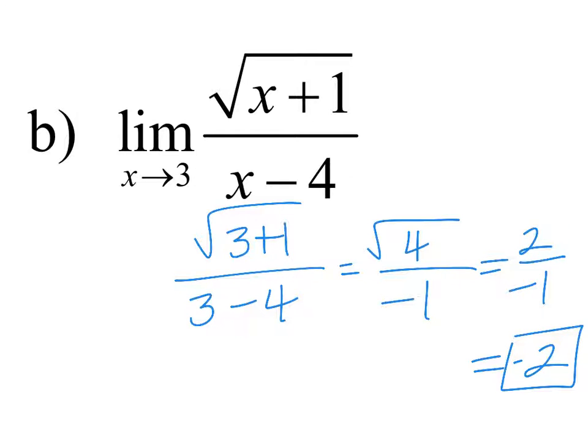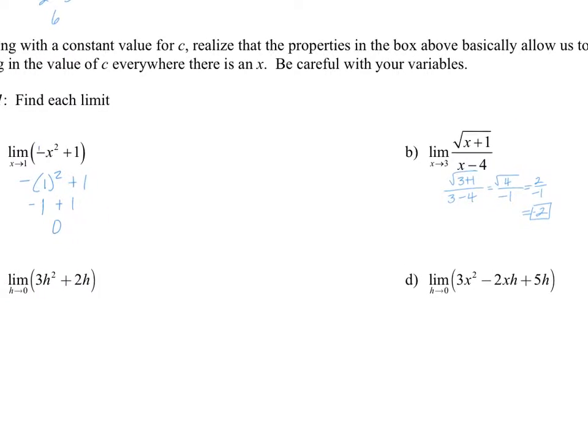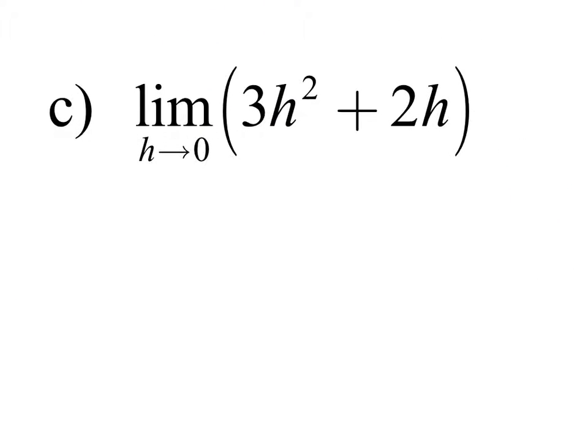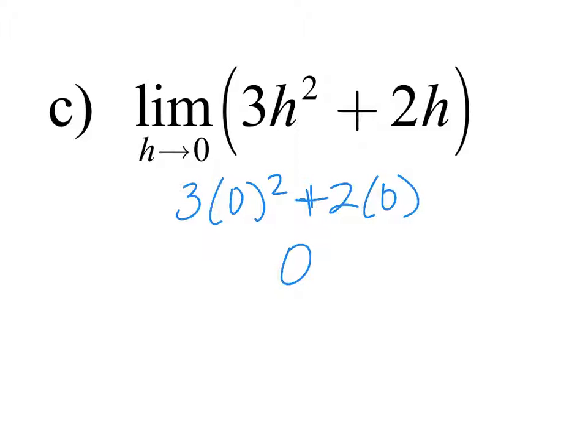Okay, C. Any questions so far? Okay, the limit as h goes to 0 of 3h squared plus 2h. So anywhere there's an h, you plug in 0. So 3 times 0 squared plus 2 times 0. 0.